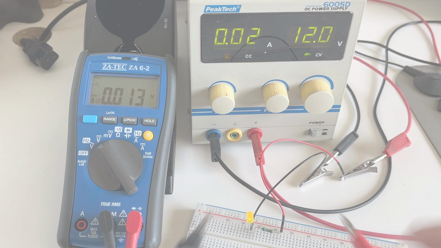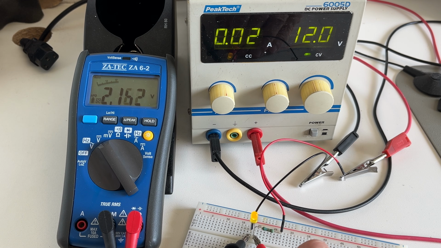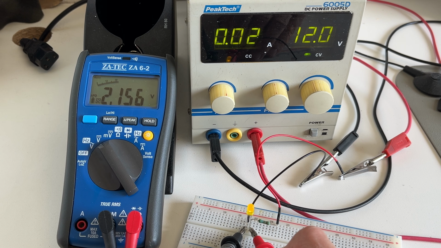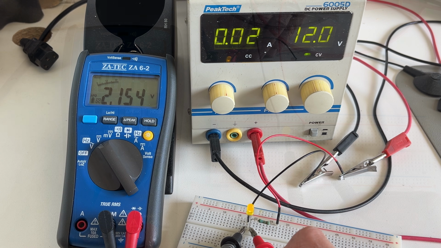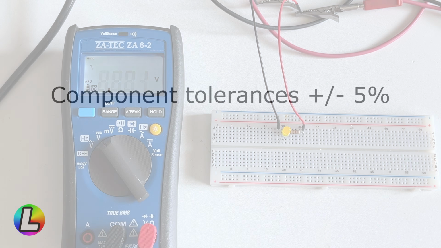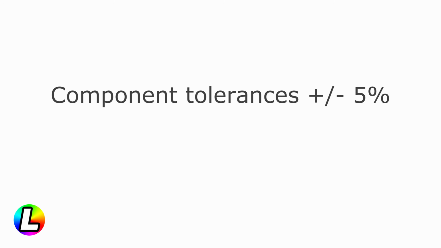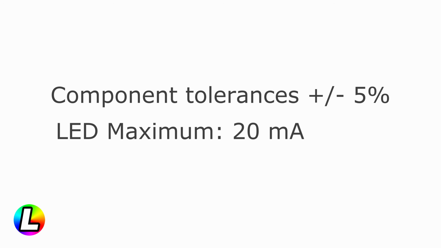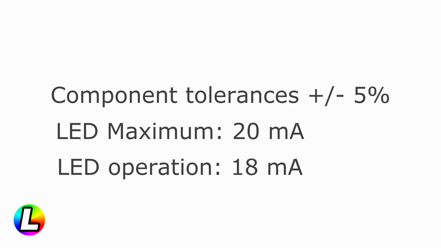You may have already noticed that the measurements on the LED or resistor are not always completely accurate. You must take these component tolerances into account when building your circuit. It may be wise not to always use the maximum current of the LED. For example, if the LED is rated at 20 milliamps, you can also set it to 18 milliamps. It will still shine brightly enough.